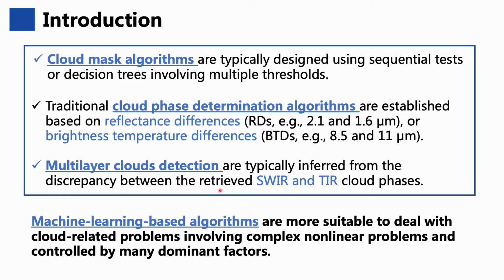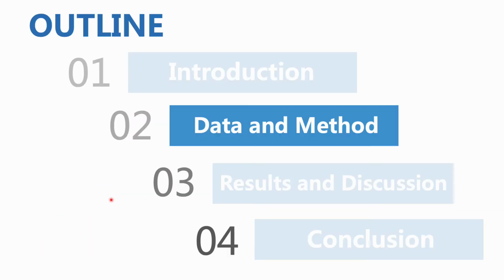Multi-layer cloud detection is typically influenced by the disagreement between the SWR shortwave and TIR thermal infrared cloud phase. In this study, a deep learning-based algorithm is developed for simultaneous cloud detection, cloud phase classification, and multi-layer cloud detection from AHI measurements. The datasets and the deep learning-based algorithm are shown in section 2.